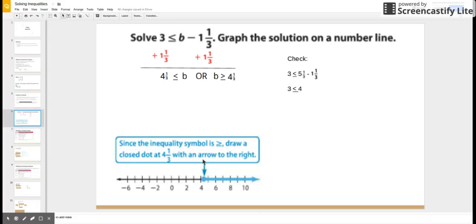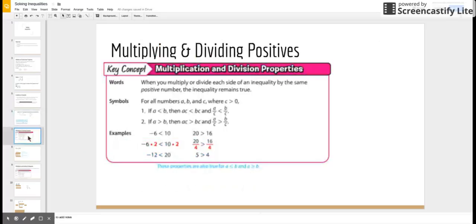Okay, so since the inequality symbol is greater than or equal to, draw a closed dot on the 4 and 1/3 with an arrow pointed to the right.